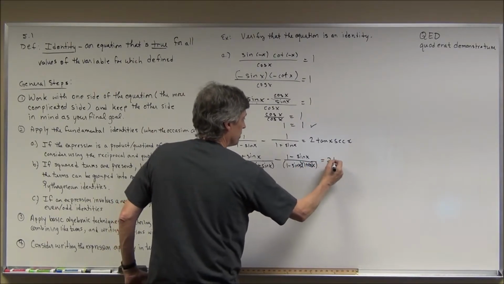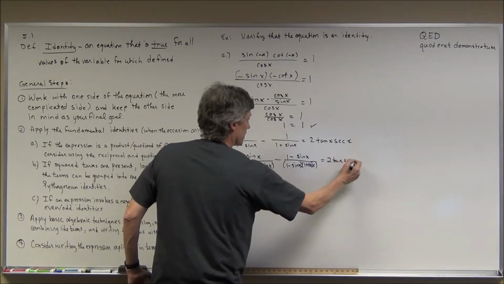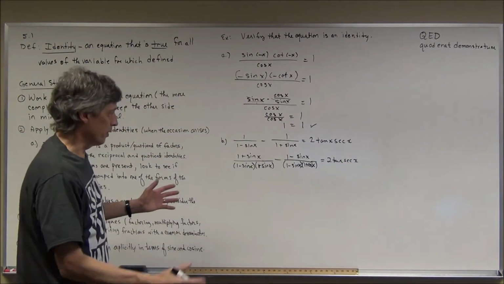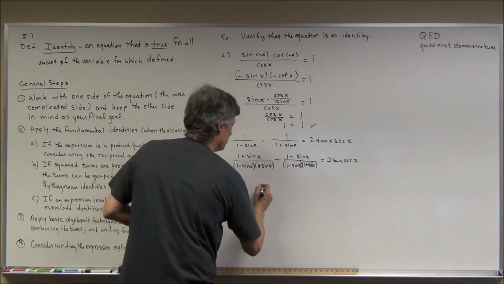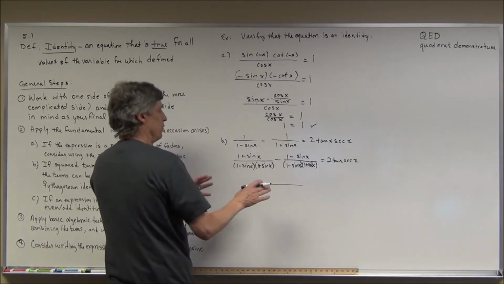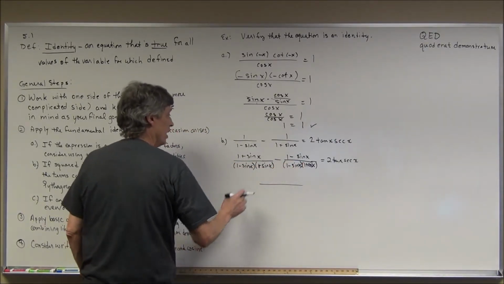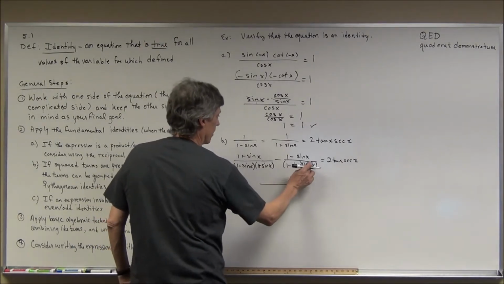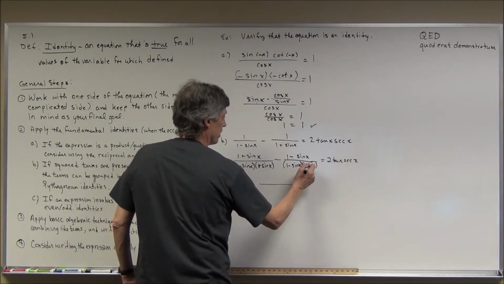And that equals 2 tangent of x secant of x. Now I'm going to put them all over my common denominator. I'm going to do something a little tricky. I don't often do this when I have factors in the denominator. I'm going to multiply the factor. Oh, I wrote cosine. Heavens to Murgatroyd.